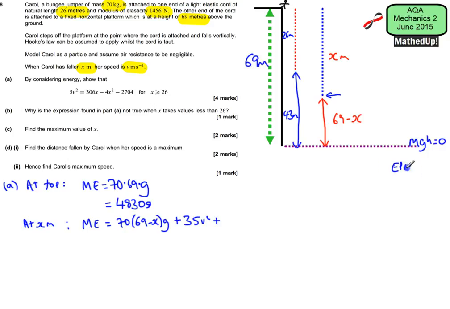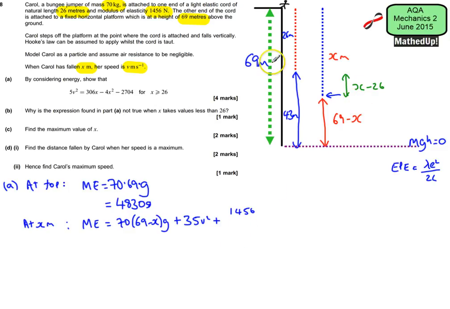I'll just write that over here, which is going to be equal to lambda E squared over 2L. So lambda, we know our modulus of elasticity is 1456 newtons, and we need to times that by our extension squared. So our extension is going to be this distance here. Okay, that's our extension. So if all of this is X and that bit there is 26, this bit here must be X take away 26 meters.